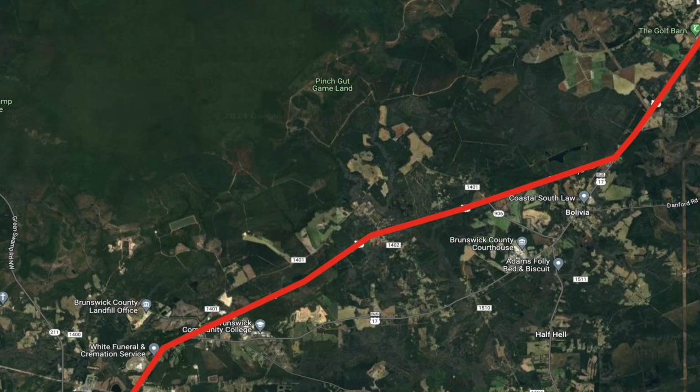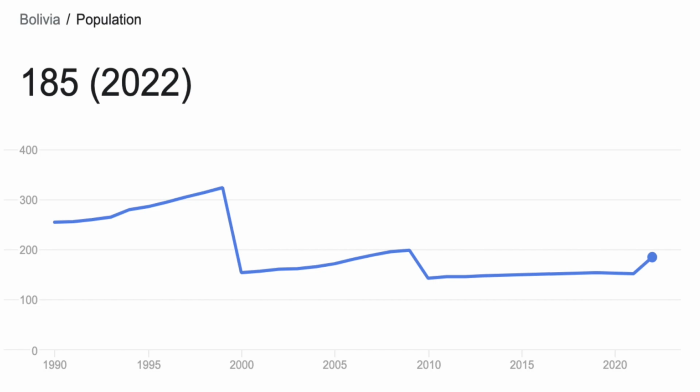Now let's look at one final example. This is the town of Bolivia, and the US 17 completely bypasses the town. So here's the US 17 business. But there's a huge problem with this route. It's the fact that Bolivia only has a population of 185, making the route basically pointless. I would even be surprised if Bolivia even has a business.